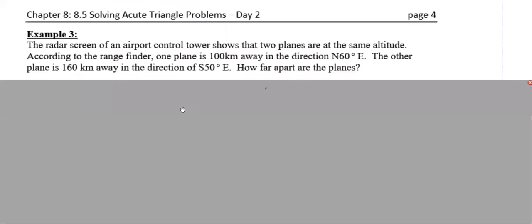Okay, so we're going to take a look at one more. This one's going to be a little bit easier. You have a radar screen and an airport tower. The airport control tower shows that two planes are at the same altitude, so same height. Now we're not doing 3D diagrams. According to the range finder, one plane is 100 kilometers away in the direction of north 60 degrees east, and the other plane is 160 kilometers away in the direction of south 50 degrees east. How far apart are the planes?